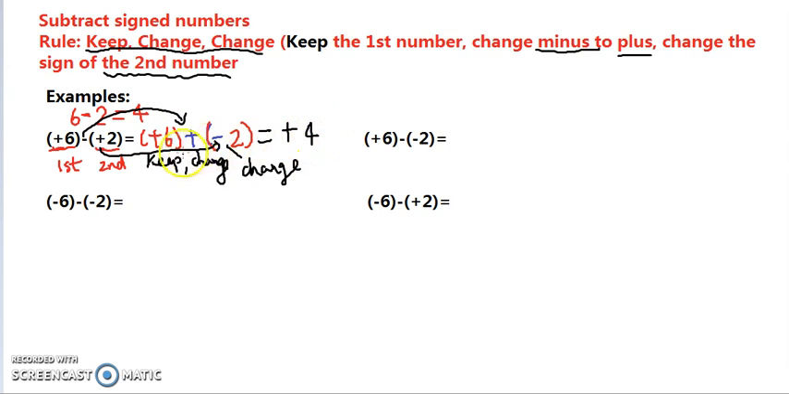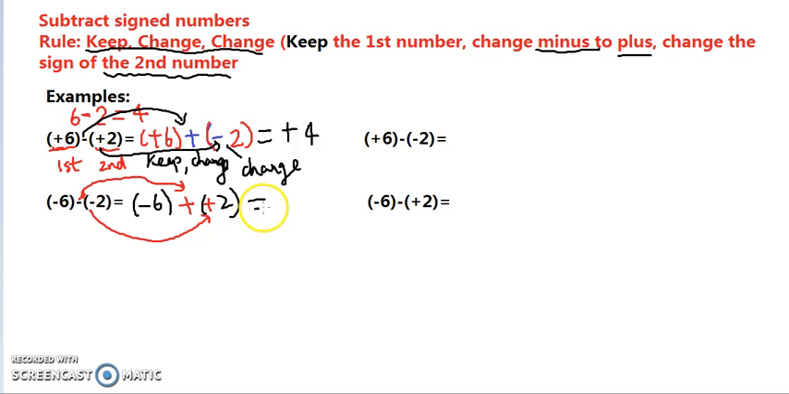Okay, so this is how we do subtraction. First use the rule keep, change, change. So let's try to use that rule to do the next question. First we keep negative 6, the first number, and then we change this minus sign, the next minus sign right here, to a plus. And then we change the minus sign in front of the second number from minus to plus. And we're going to copy the number. So keep, change, change. The 2 red signs are the ones we changed.